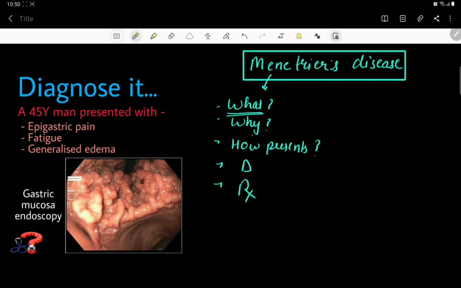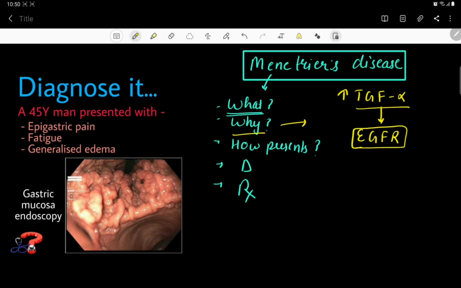Now let's come to the why of this disease, and this is very interesting. Well, what happens is there is increased expression of TGF alpha, this transforming growth factor alpha, and as you know that this TGF alpha acts on the epidermal growth factor receptor. When this acts on the epidermal growth factor receptor, this basically stimulates the growth of gastric mucosa.